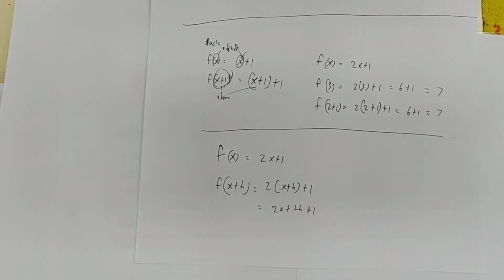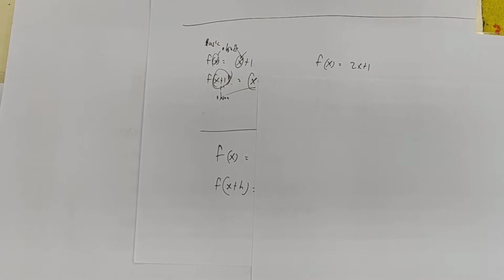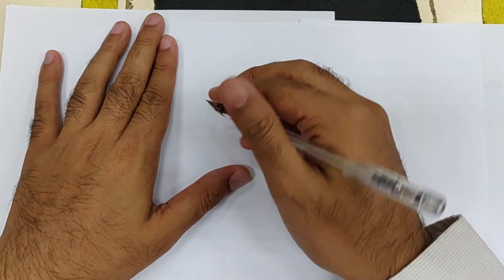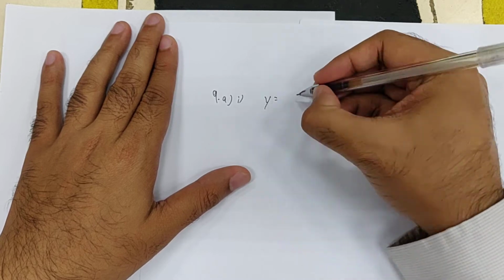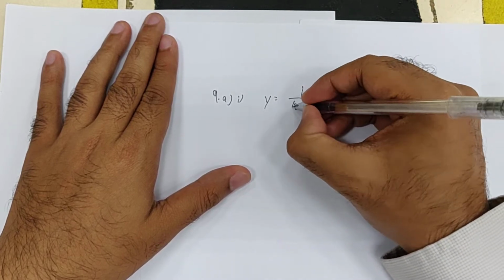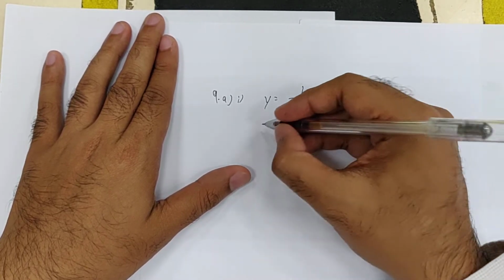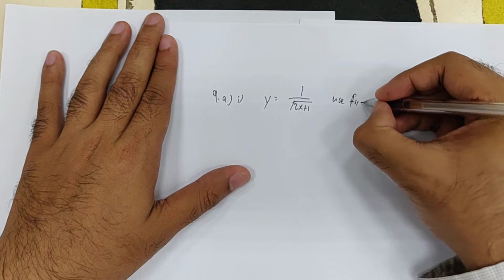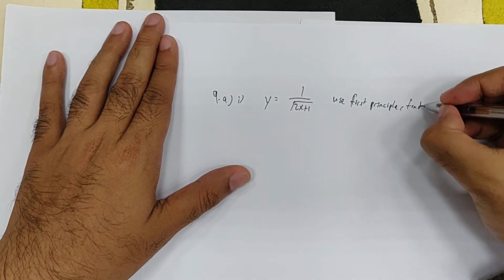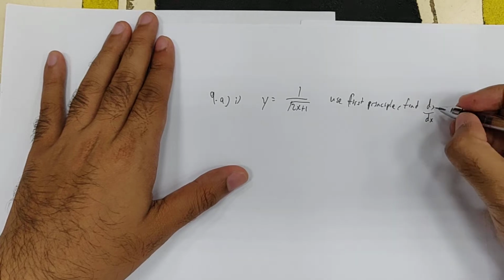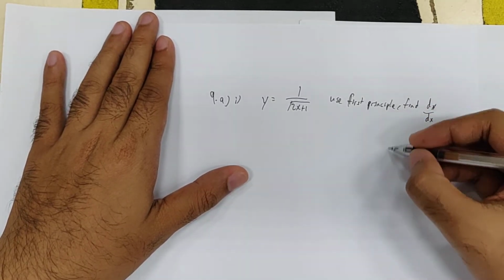So now let's try the hard example. If you have a look at your past year question, number 9A1 is different. Can you please have a look at that? You're given something like this, y equals 1 over the square root of 2x plus 1. And they ask you to use first principle to find dy/dx.